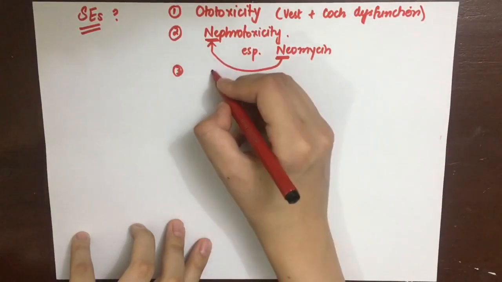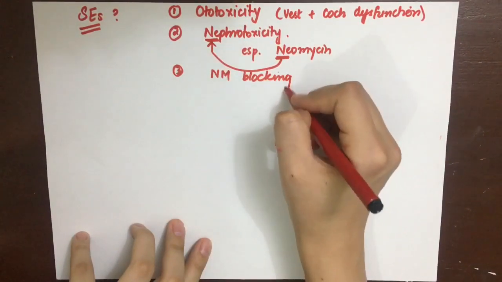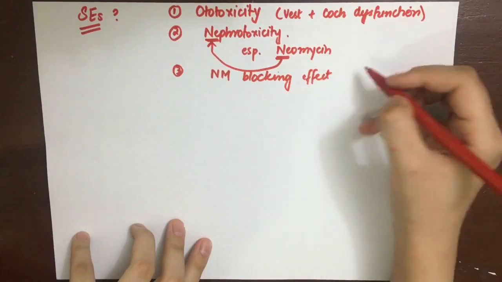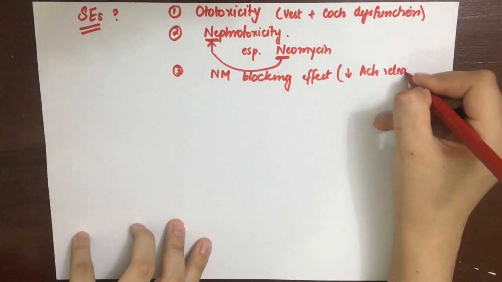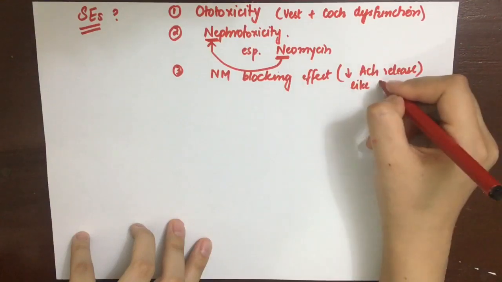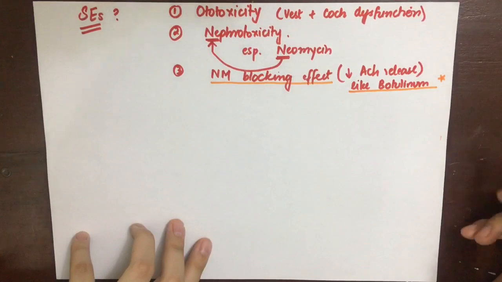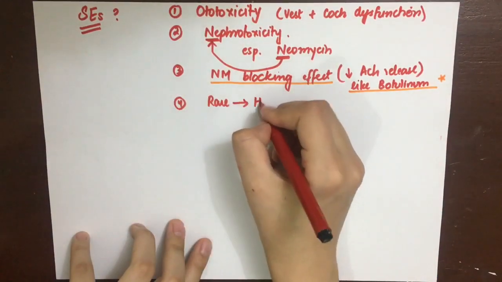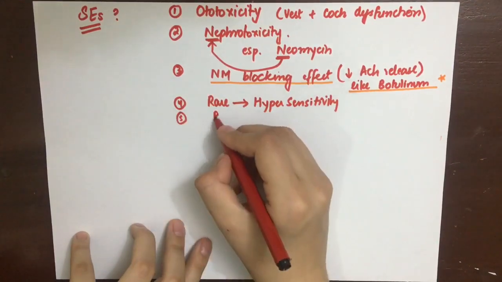They also have a neuromuscular blocking effect, just like botulinum toxin, by inhibiting acetylcholine release. This is an important point to remember. Rarely it can cause hypersensitivity reaction because it also is derived from actinomyces, right? It should not be given in pregnancy because it can cause ototoxicity to the fetus as well.